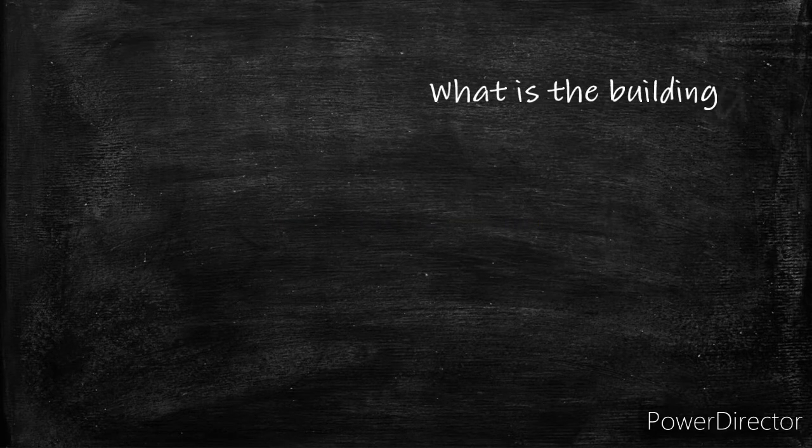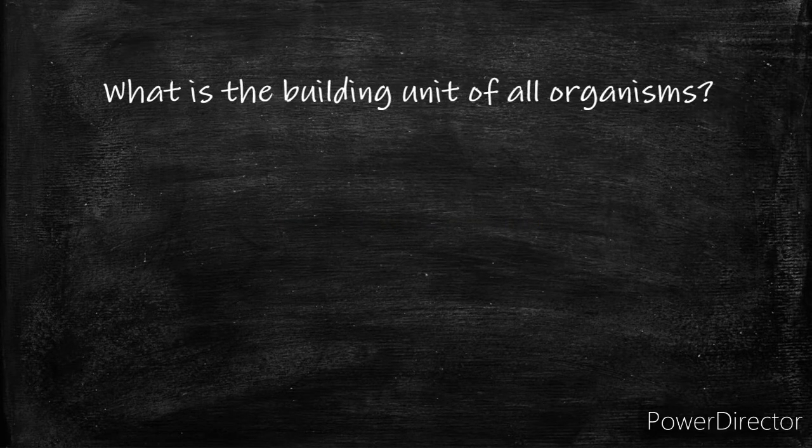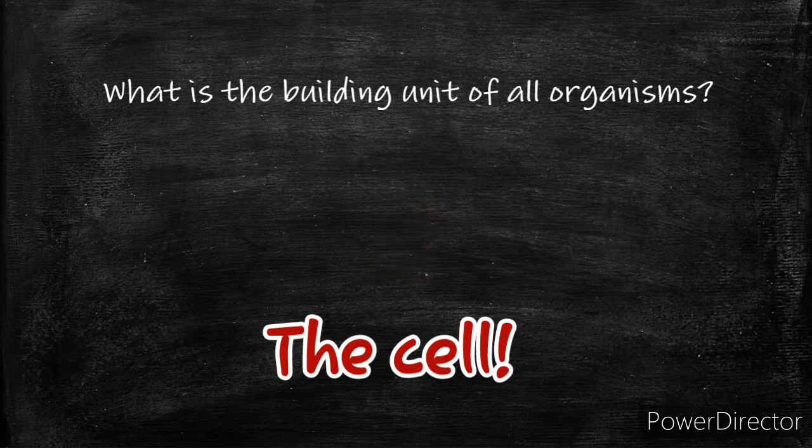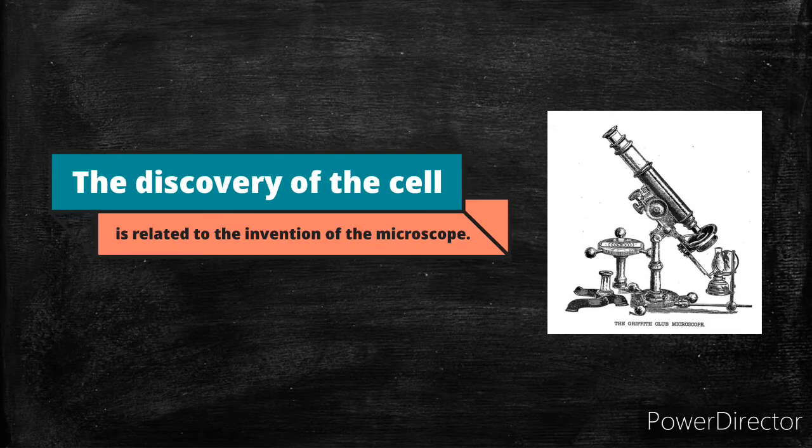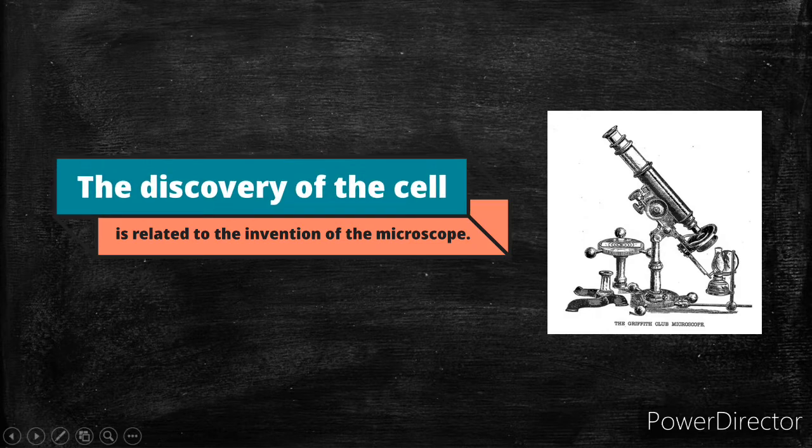Okay, now we all know what is the building unit of all organisms. It is the cell. But have you actually ever wondered what is the history of cell discovery? Well, the discovery of the cell is related to the invention of the microscope. This means that before the invention of the microscope, scientists weren't able to discover the cell.